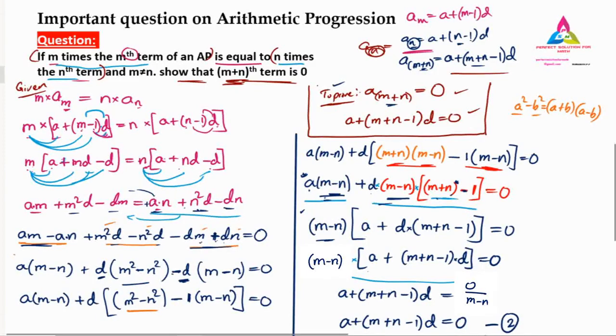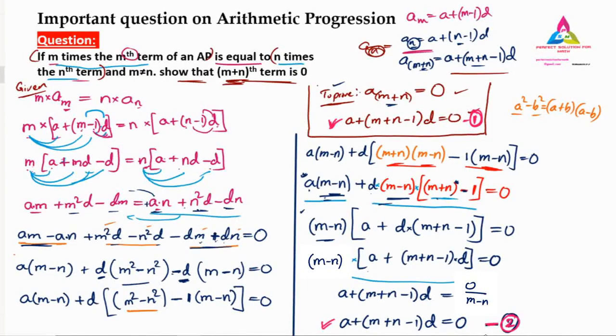Then you may ask, where have you written equation 1? Yes, that is the question you may have. So I will tell you that equation 1 is nothing but what you have to prove. We have to prove that a of m plus n is equal to 0. That a of m plus n, we have reduced it to a plus m plus n minus 1 into d is equal to 0. We have reduced equation 1 and equation 2.